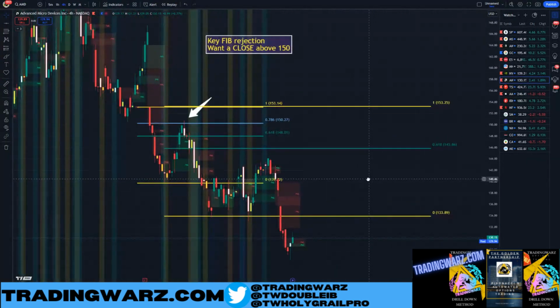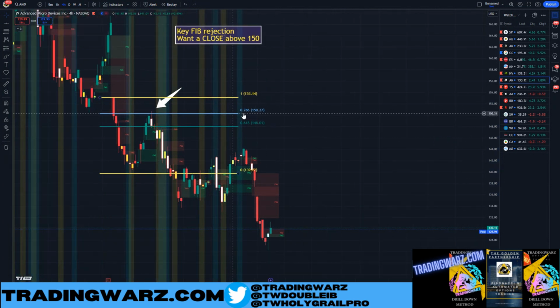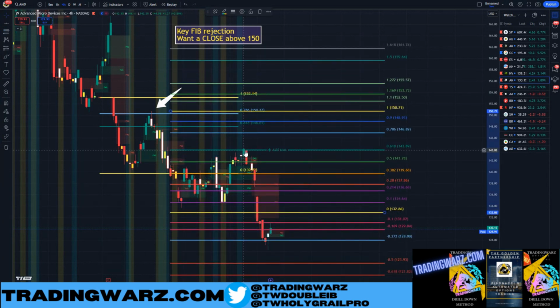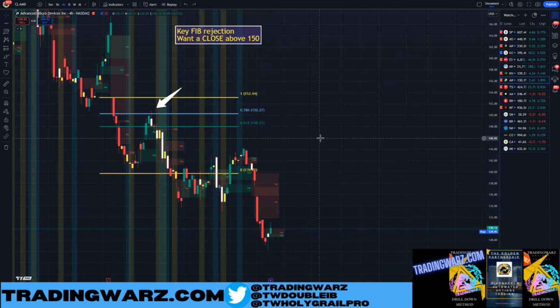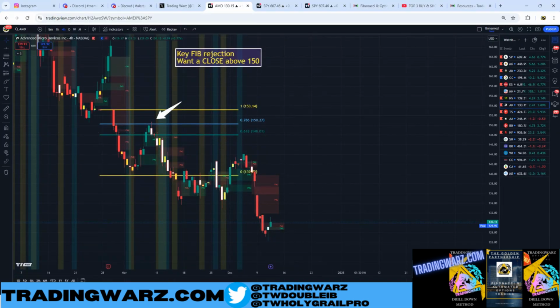However, the reason I'm not is because I noticed these rejections on Fibs. So this was the last major rejection on 150.27. And then if I take my Fibonacci from this high to low, we can see another rejection on the 618 here at the 143, 144 area. That really took me away from any positions in AMD, because I'm seeing that anytime we rally, we get rejected on the Fib levels, and it's making me believe that there's institutional and larger volume here shorting. So I'm out of AMD, and I'm not going to be a part of it until I see a change in this structure. So I just wanted to keep you guys updated on that.